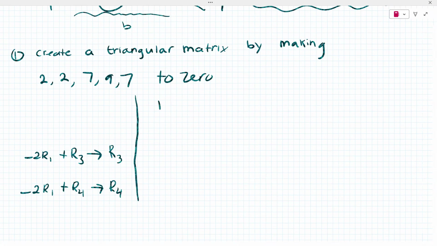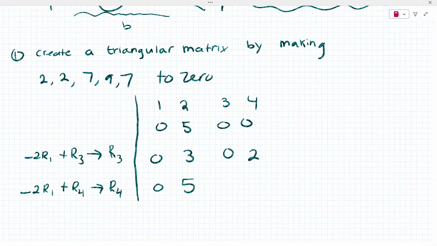So you get 1, 2, 3, 4, 0, 0, 0, 0, 3, 0, 2, 0, 5, 1, 3.